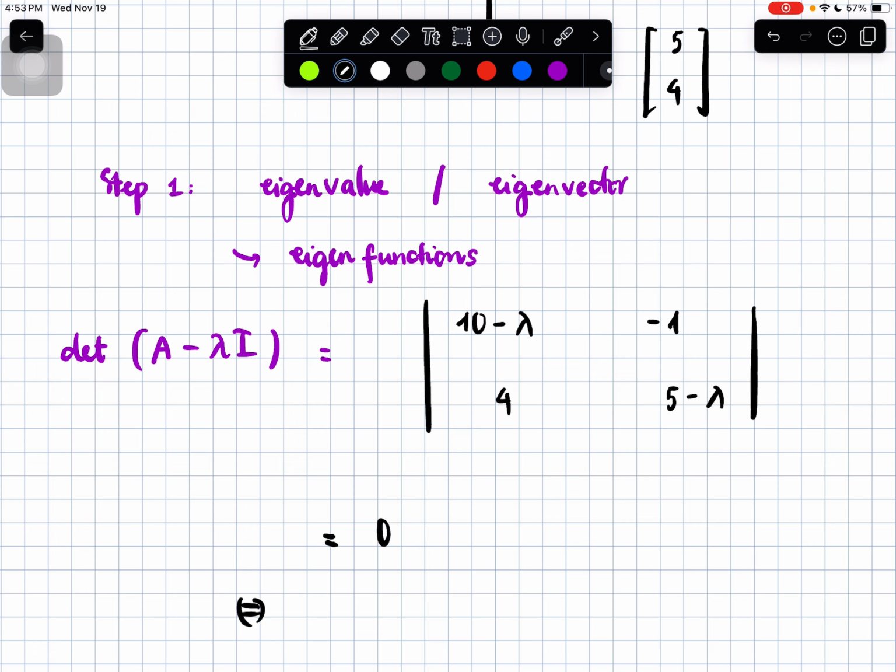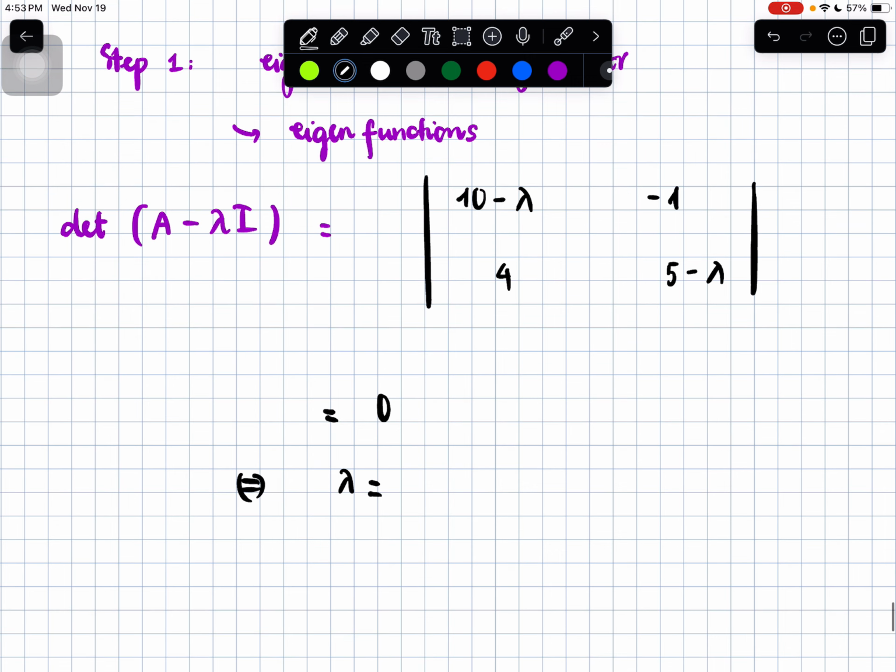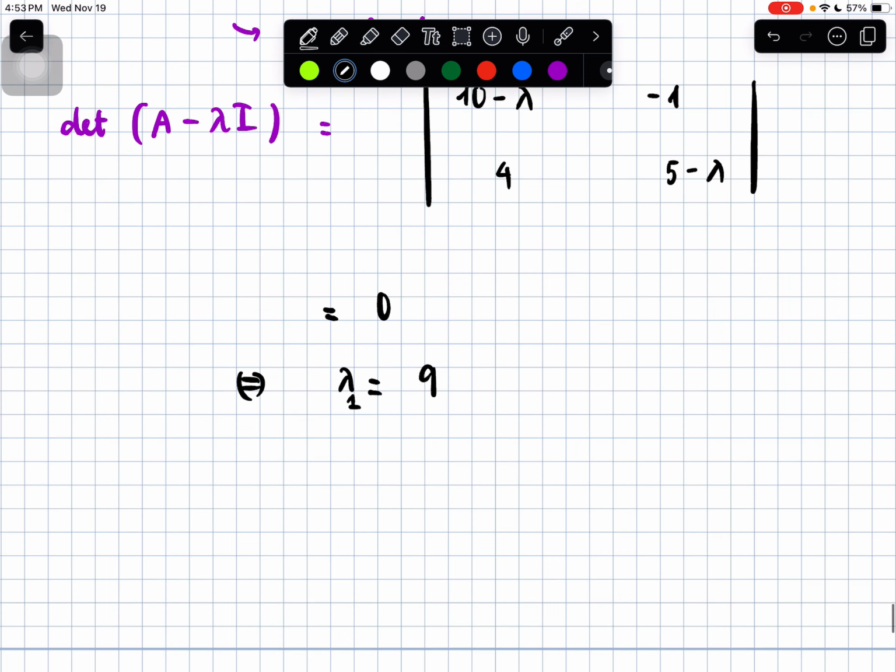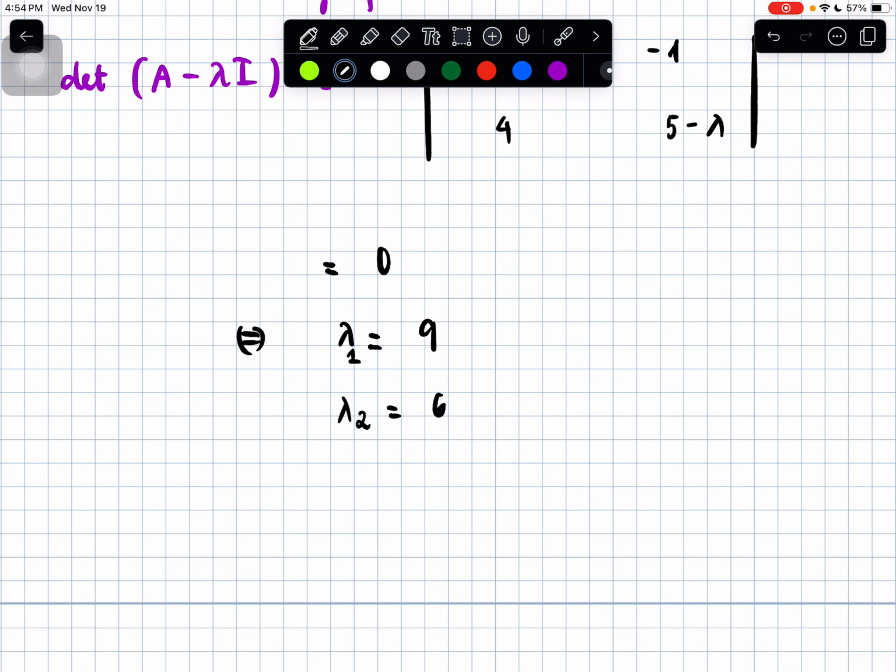lambda equal to 6 and 9. Lambda equal to 9, and say lambda 1 is our first eigenvalue. Lambda 2 is the second eigenvalue. 2 eigenvalues, they are different for a 2 by 2 matrix. So this gives us A is diagonalizable.